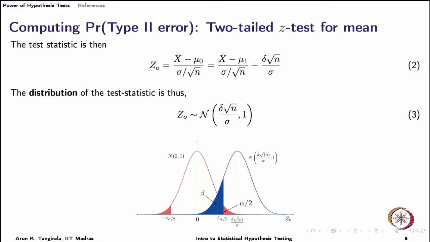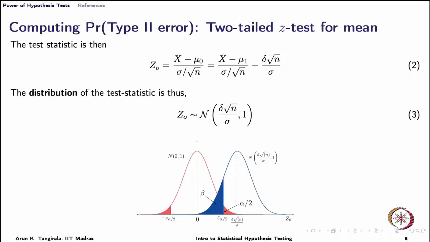First of all, the test statistic is Z0, which is x bar minus mu naught by sigma over root n, which we rewrite in terms of mu 1 and delta. So, in place of mu naught, we write mu 1 plus delta, a very simple algebraic operation. So, Z observed actually consists of two parts: x bar minus mu 1 by sigma over root n, plus delta root n by sigma.